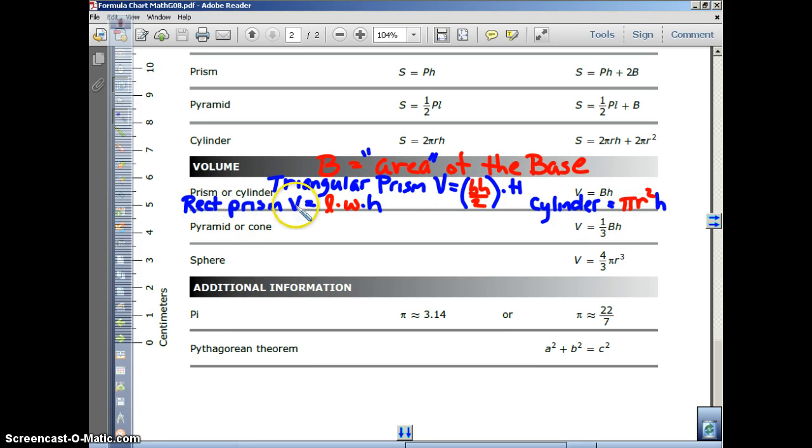We have rectangular prisms, volume equals length times width times height. Volume of cylinders, pi radius squared times height. And if you have a triangular prism, the triangle is the base. Area of a triangle is base times height divided by 2, multiplied by the height of the prism. Do I need to pause here?